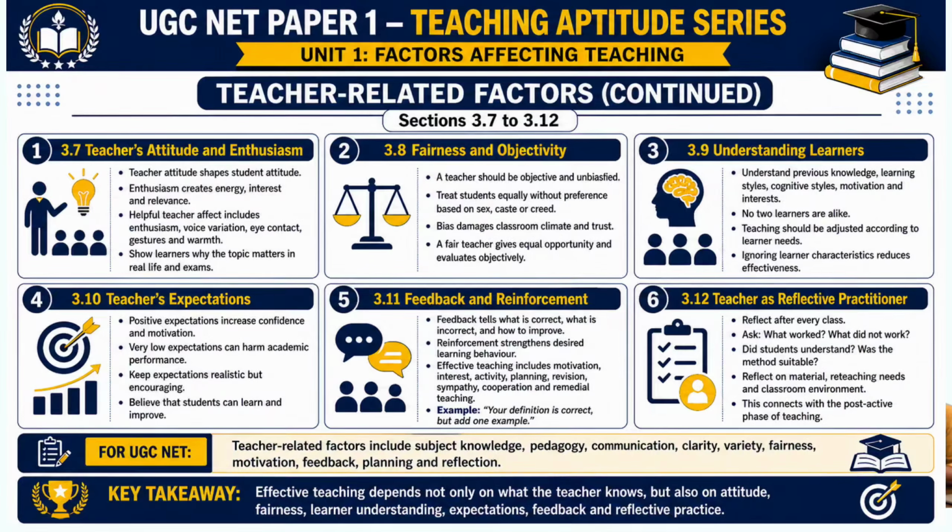3.7 Teacher's attitude and enthusiasm. The attitude of the teacher affects the attitude of students. If the teacher is enthusiastic, learners feel energy. If the teacher is dull and uninterested, students also lose interest. Teacher affect, including enthusiasm, voice variation, eye contact, gestures, and warmth, is mentioned as a helpful behavior in effective teaching.